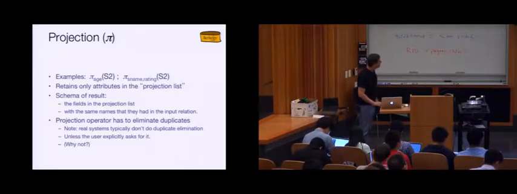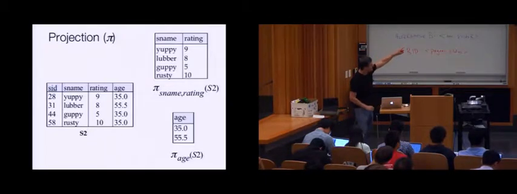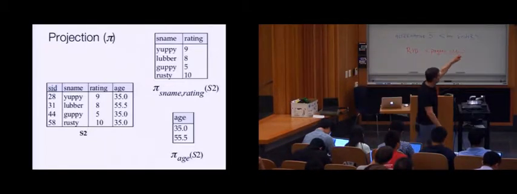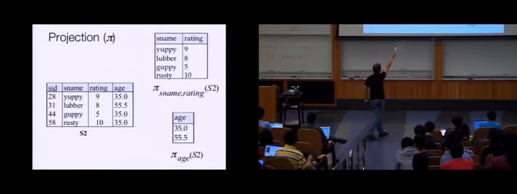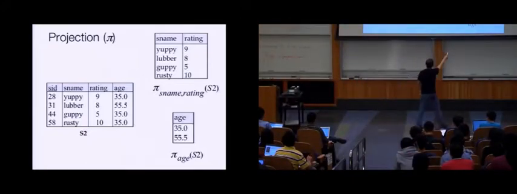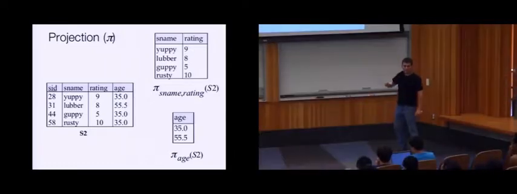OK, let's look at an example. We're going to do projection on the upper right of sname, rating on S2. So here's S2 on the left: SID, sname, rating, age. Here's the projection on the upper right of sname, rating. You'll see we only get those two columns, sname and rating. Here's the projection to age. Not only do we only have one column, now we only have two rows because we removed the duplicates. So the output may be fewer rows than the input because of duplicate elimination.